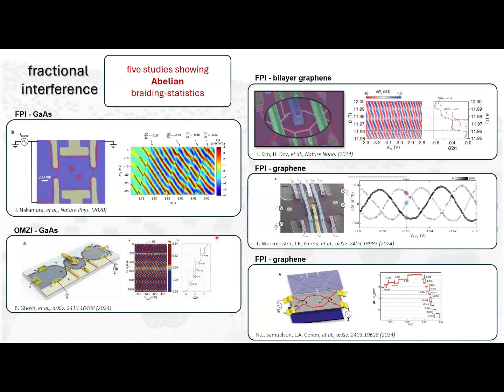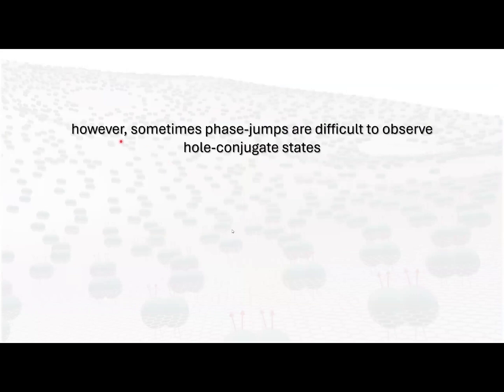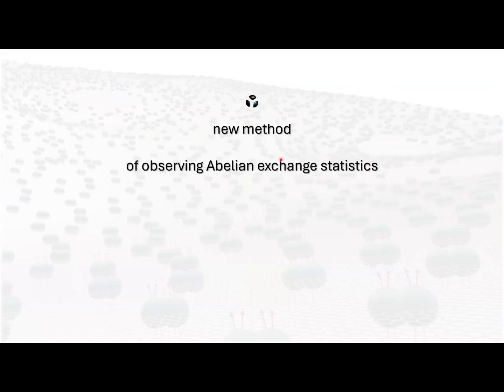It gives you the feeling that we are there. We are seeing abelian braiding. Of course, we need to do additional measurements. But what I want to show you now is that sometimes phase jumps are difficult to observe, for example, at Hall conjugate states. And then you need a different method to look at statistics. And that's what I want to show you now. I want to show you a new method of observing abelian exchange statistics.